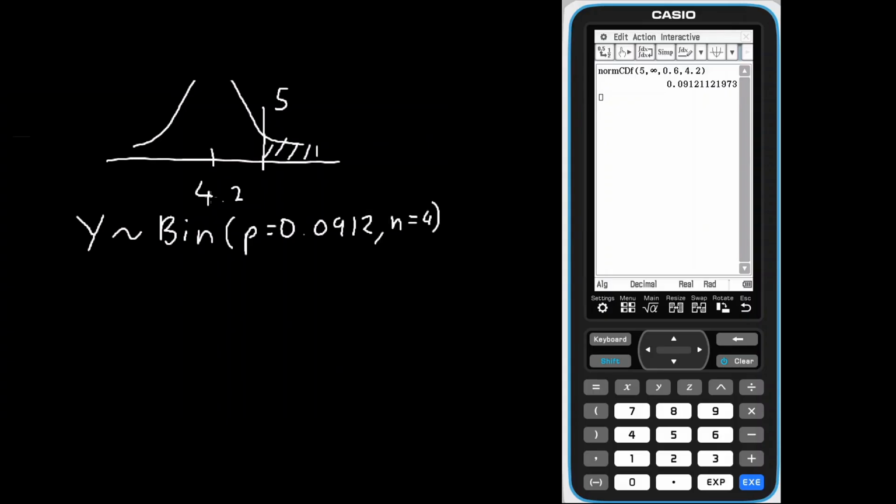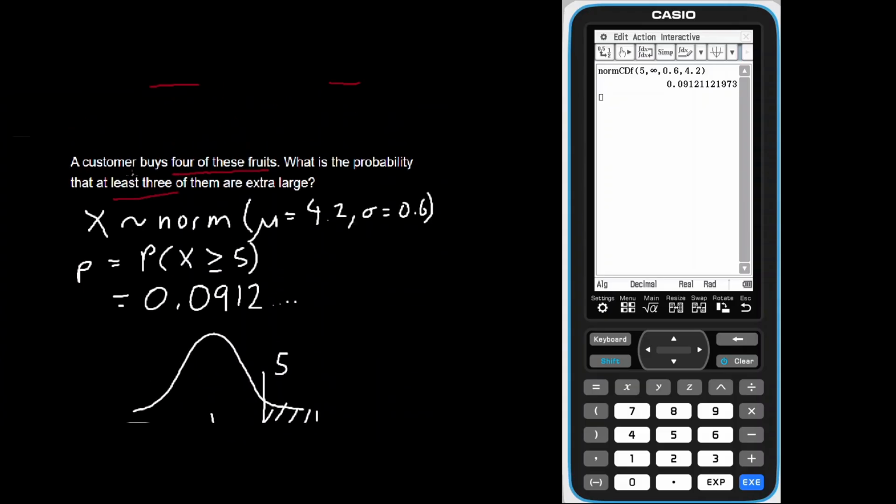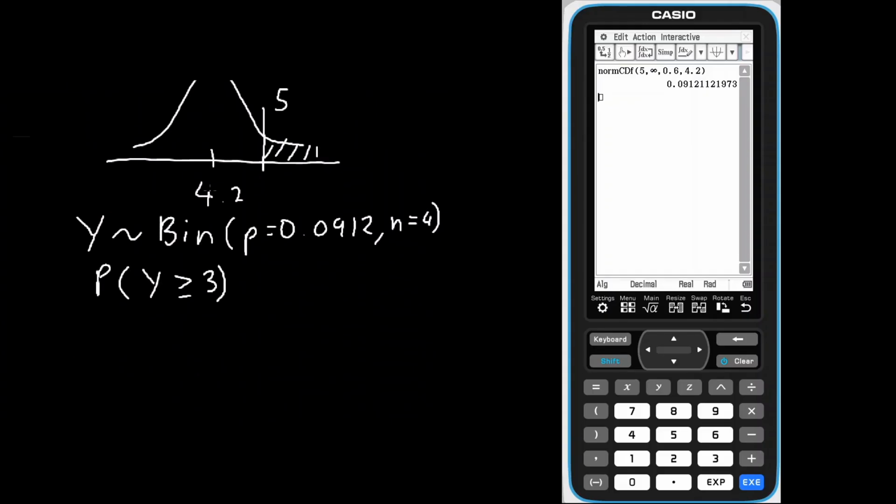Okay, so now we've got this other thing that we can use in our maths. Now we're going to say that the probability of Y is greater than or equal to 4. Oh, sorry, equal to 3. Apologies. Okay, that's the final answer. That's what we're trying to find. A customer buys 4 of these fruits. What's the probability that at least 3 of them are extra large? So that is the final answer. This is what we're trying to find here.